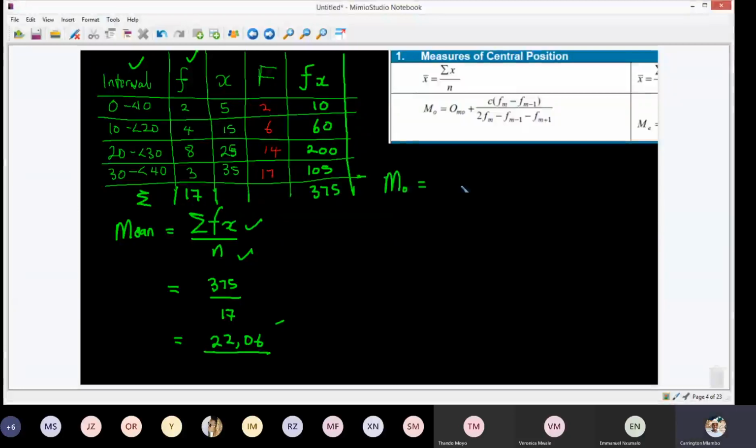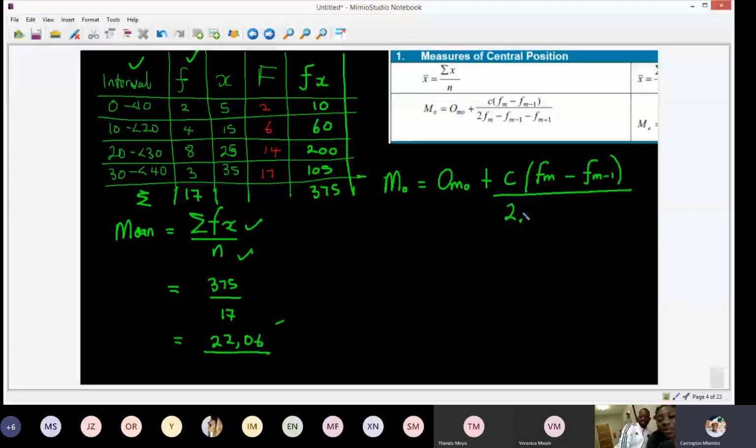Mo is given by the lower limit of the mode, plus C, which stands for class interval, times brackets: frequency of the mode minus the previous frequency, that's the meaning of the subscript 1, over 2 times the frequency of the mode minus the previous frequency minus the next frequency of the mode.